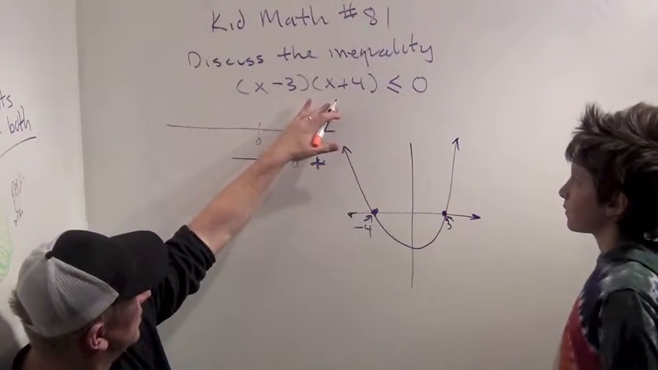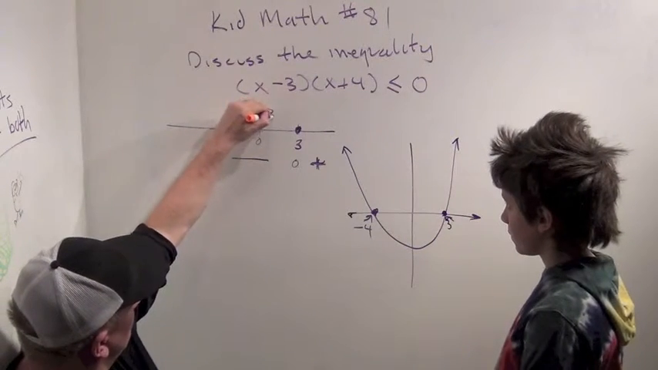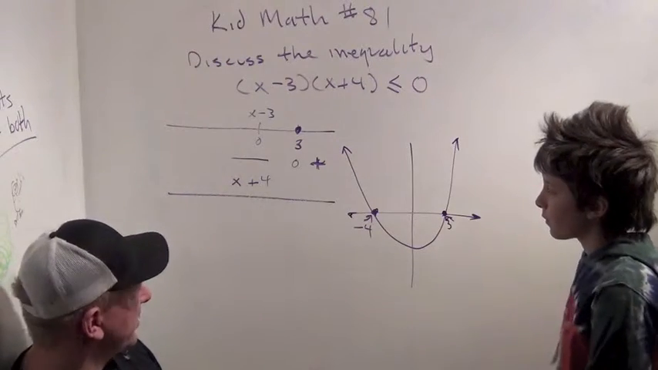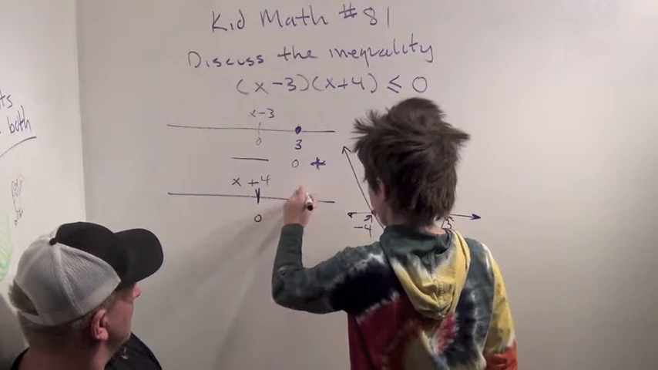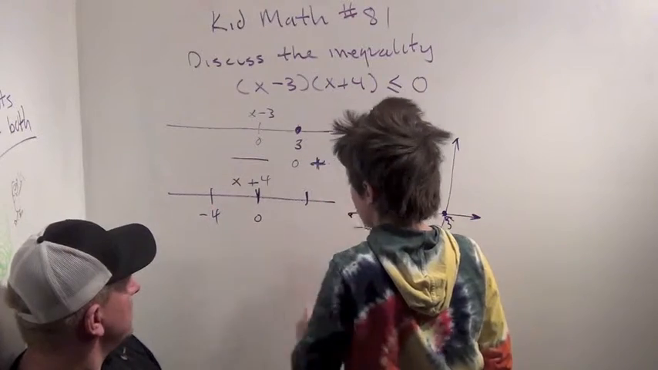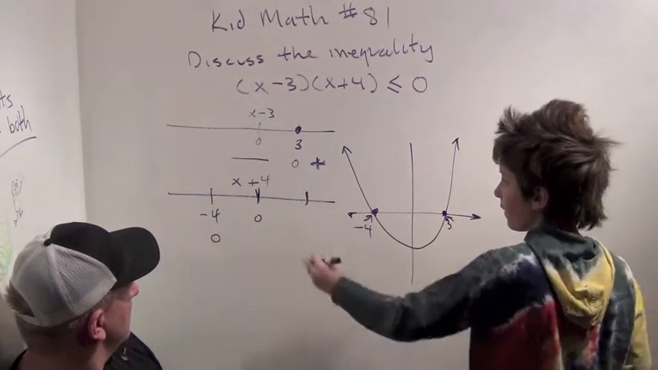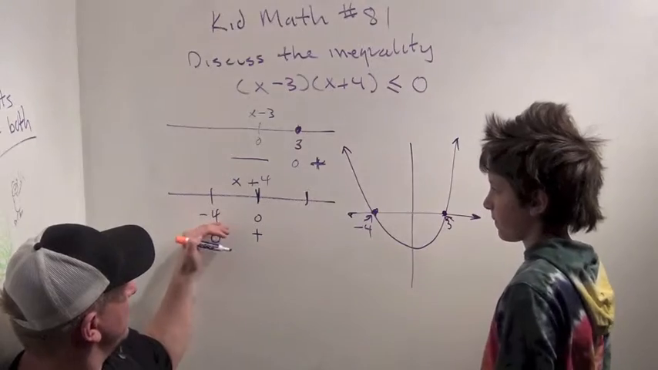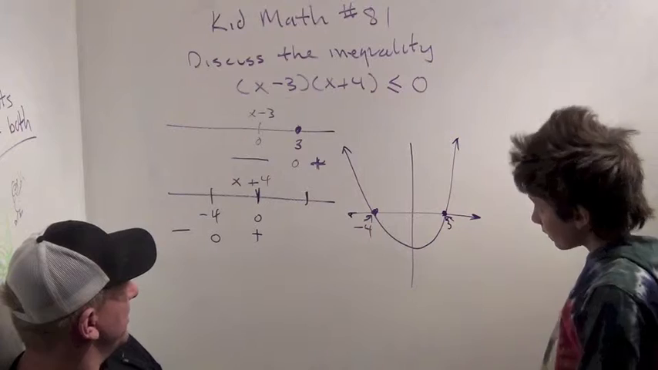What about this expression, x plus 4? So let me write this out. This is x minus 3. Here's another one, x plus 4. What are going to be the interesting points on this line? Well, so this is 0, and this is -4. So it's 0 there. Then it'll be positive going this way. It's positive when x is bigger than -4, and negative when x is less than -4.